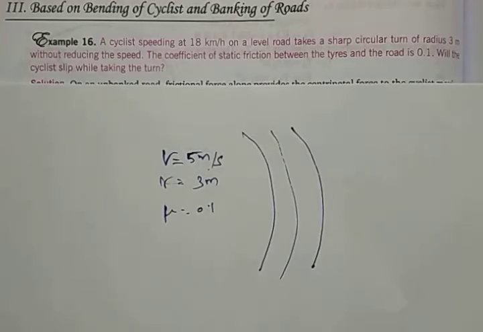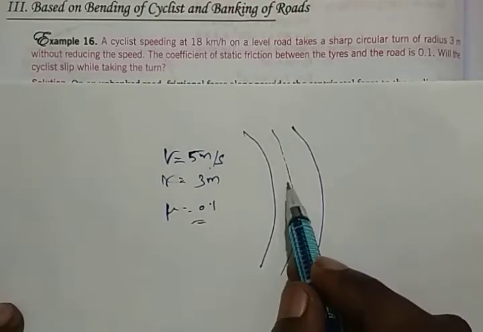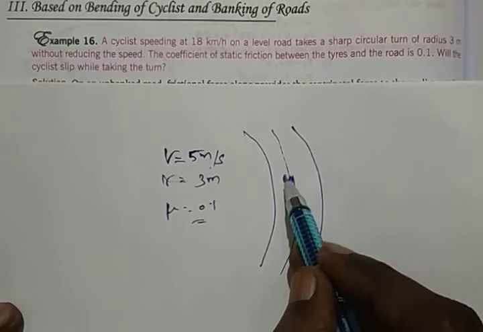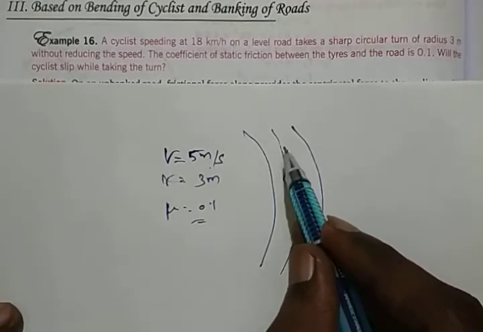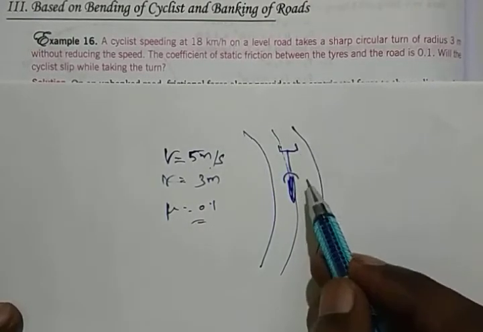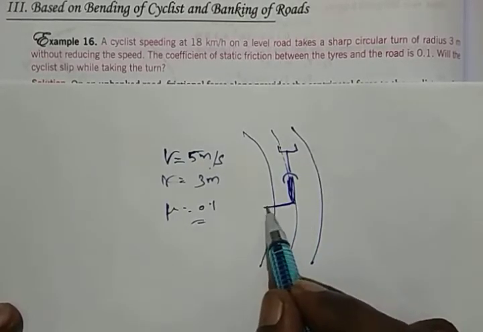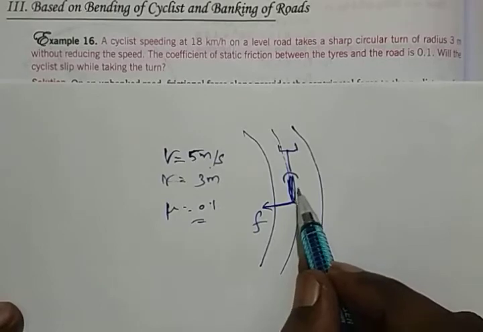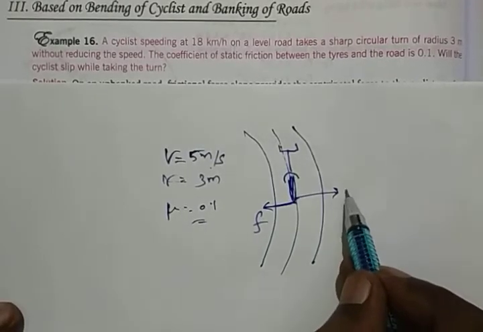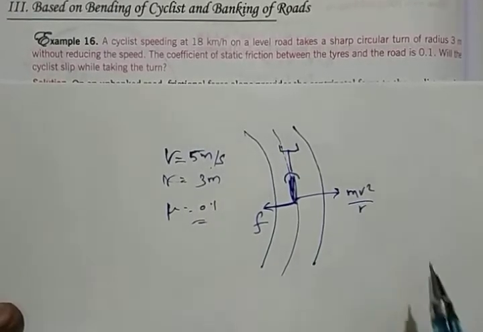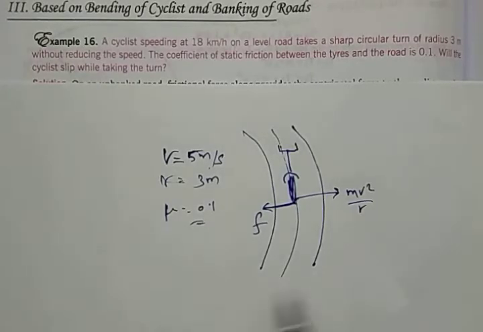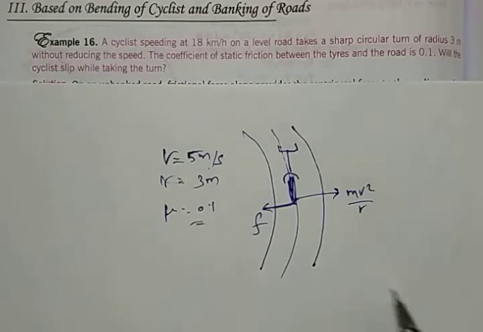The cyclist will slip when there is no friction. Okay. So friction is the main thing. So we see that the cyclist is coming with a good speed. Now the friction is going to be acting in this direction, frictional force, and the centripetal force will be acting in this direction. Alright, equate both, and we have to find out the value at which he will be safe.